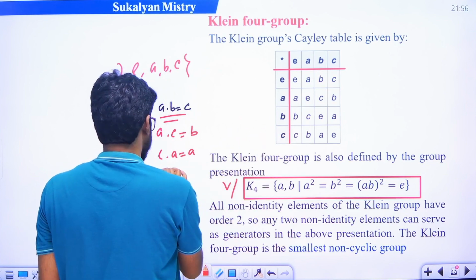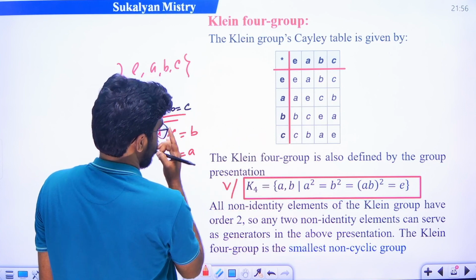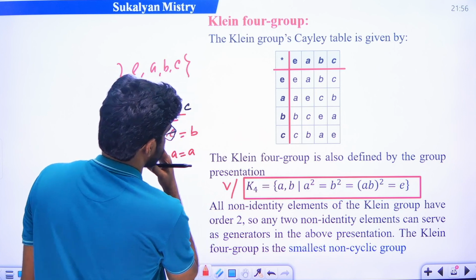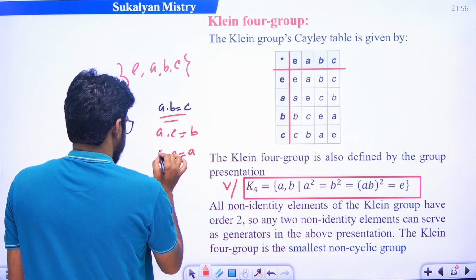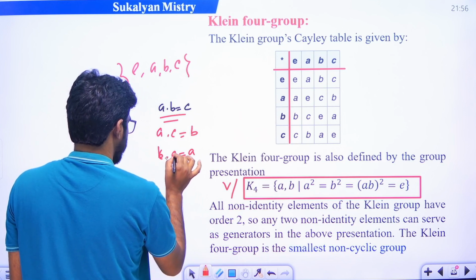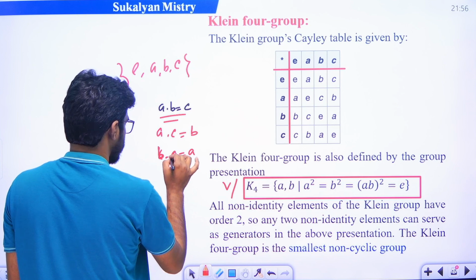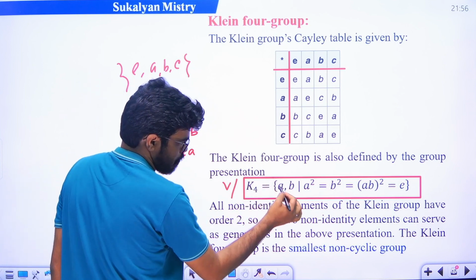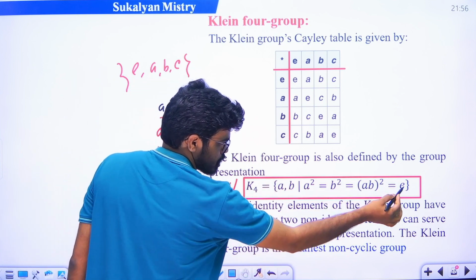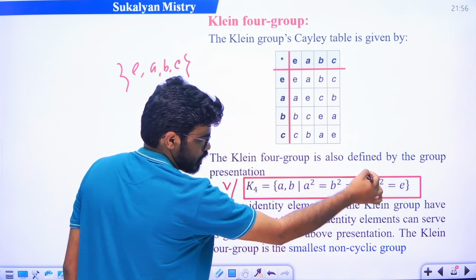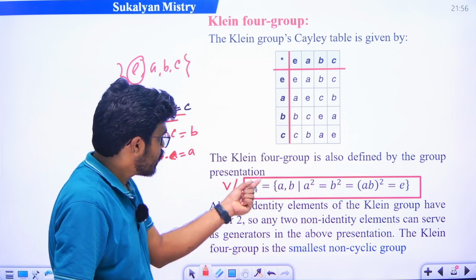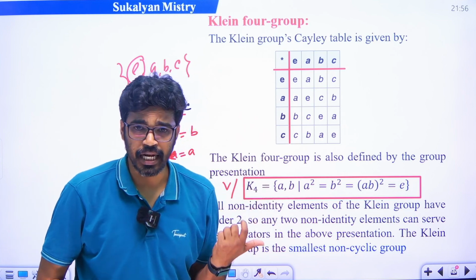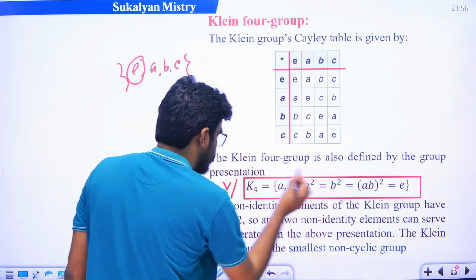B dot C is A. I wrote it wrong, B dot C will be this. Just see this: A, B such that A square is equal to E, B square is equal to E, AB square is equal to E. So which is the identity element? E. Which are the non-identity elements? A, B, C, these are the non-identity elements. A square is equal to E.